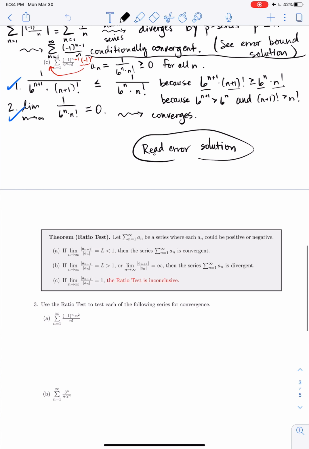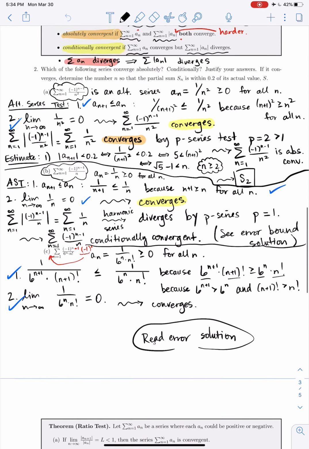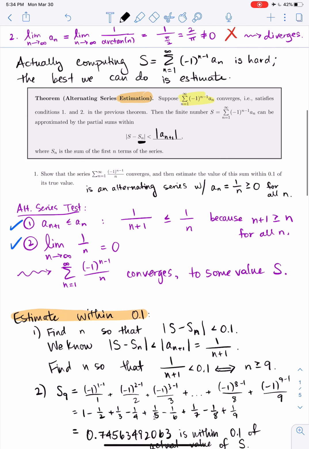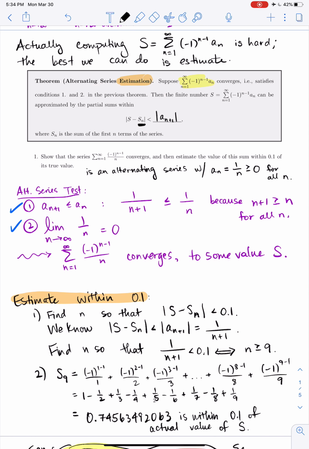Okay, so that concludes our 11.5 investigation. Just in summary, we've introduced what an alternating series is. We have discussed when an alternating series converges or diverges. However, knowing if something converges or diverges does not tell you what its value is, right? If it converges, then the best you can probably do is estimate it. And you can estimate it within whatever amount of error you want. If you want a very small amount of error, you can find the nth partial sum that is within that amount of error to the actual value.